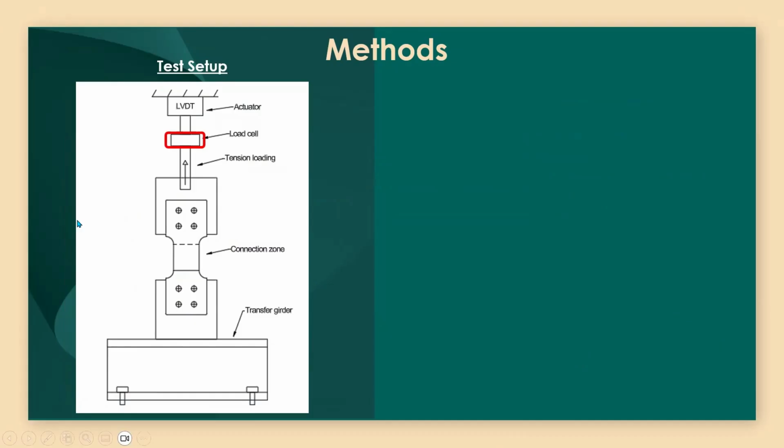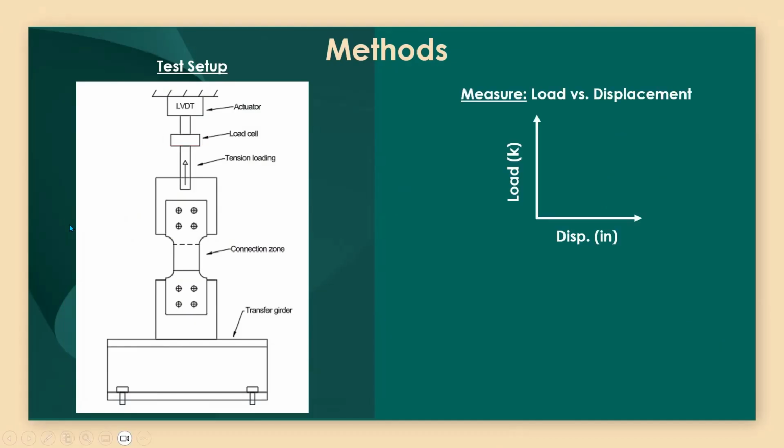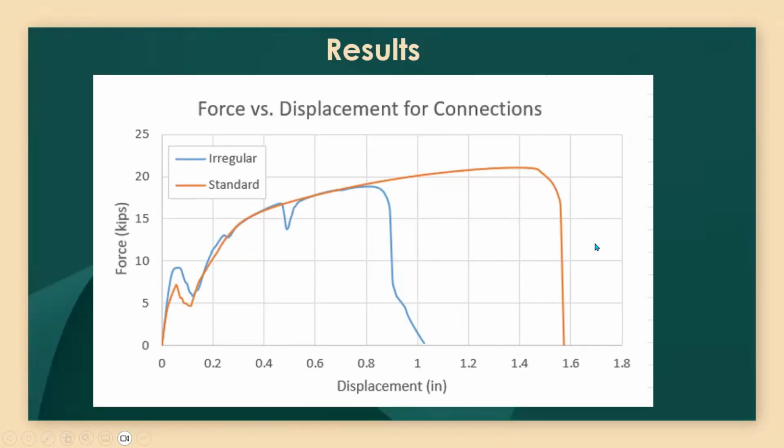force in kips. So once we gathered all this data, we plotted it on a graph of load versus displacement. And during the experiment, our goal was to observe the failure mode, the deformation behavior, and the difference between the two configurations. So here's our results.